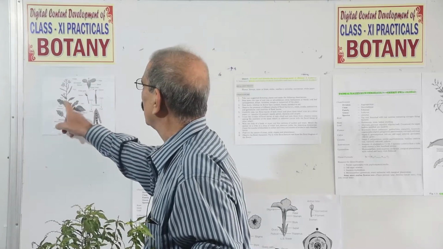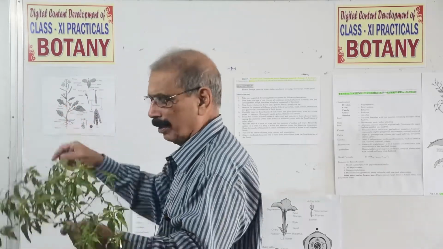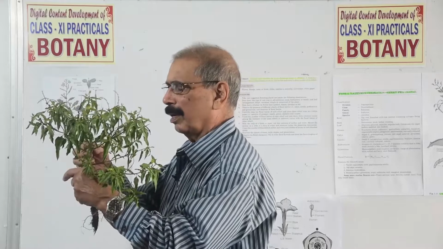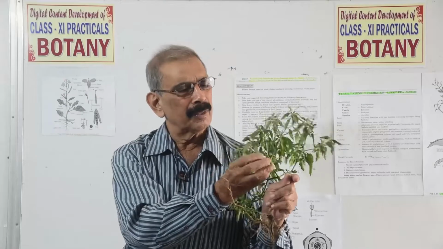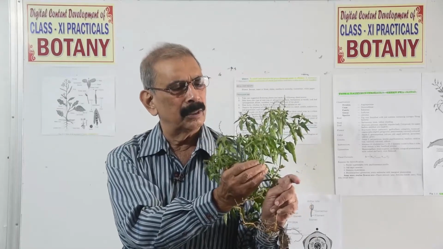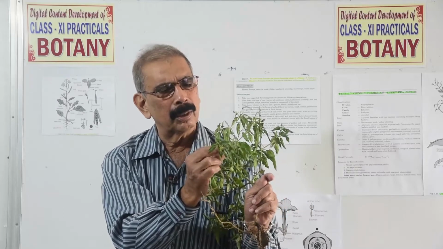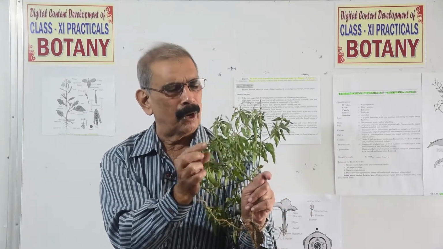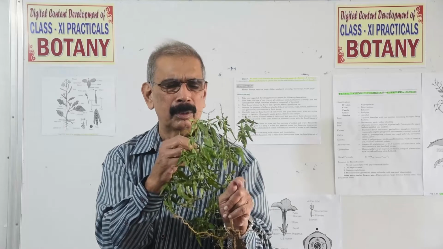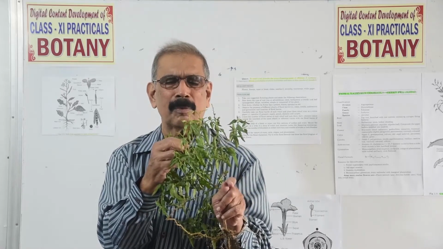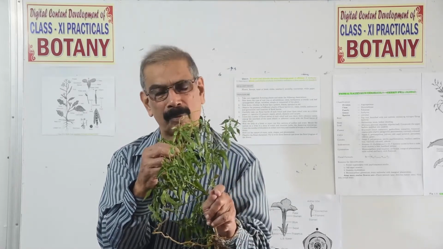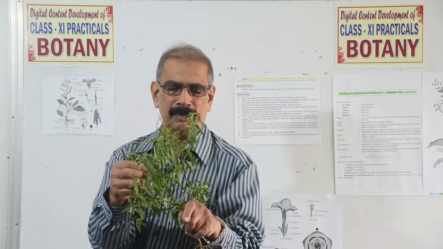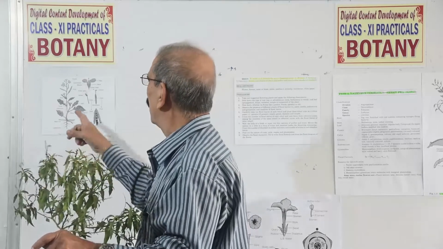So here is a bud coming out from the base of the leaf. Here you can see a bud coming out. You can show that buds come up from the bases of the leaves, from the nodal region. So there are buds.